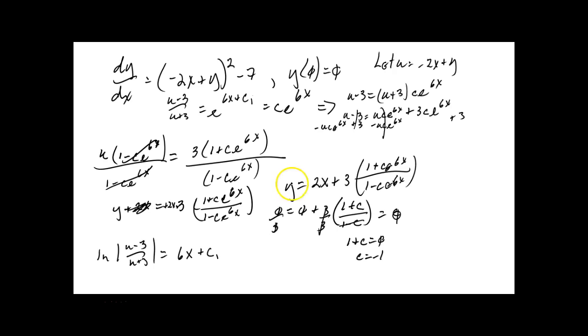So go back in here, rewrite this as 2x plus 3 times 1 minus e to the 6x over 1 plus e to the 6x. There's your answer. Okay? 2x plus that. Yeah. Now they didn't put the exponentials in one fractional form. They did the 3 times, but it's the same thing.